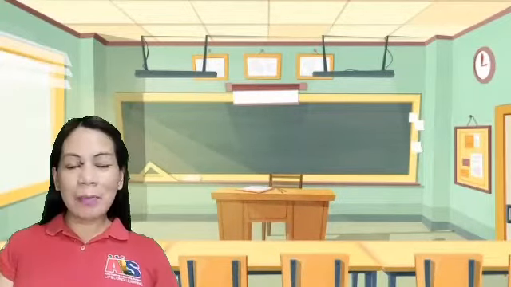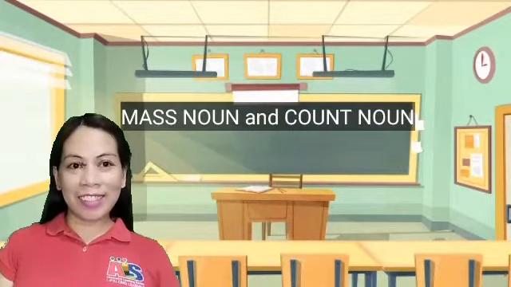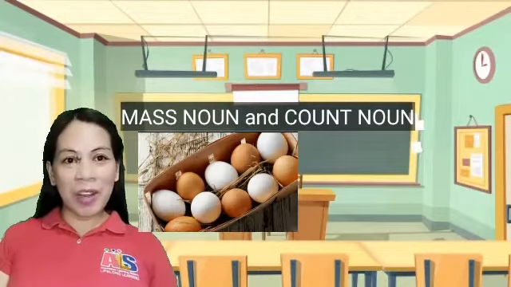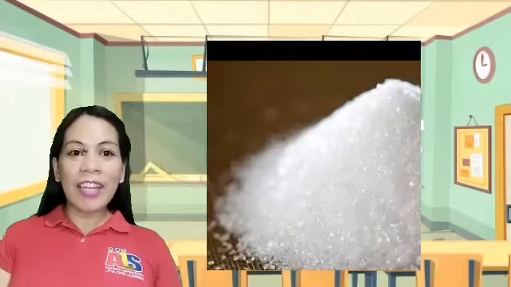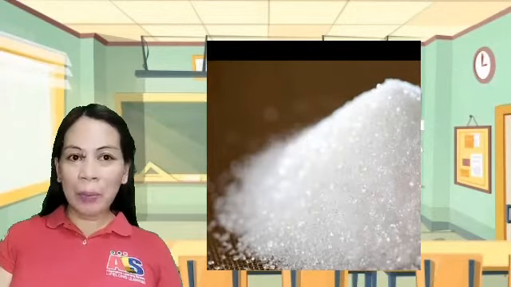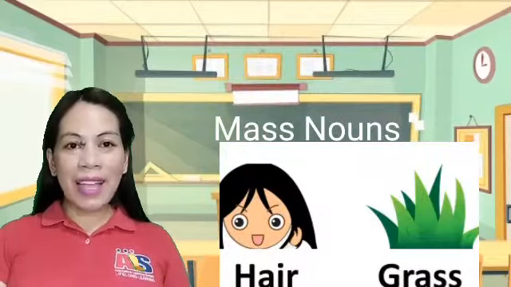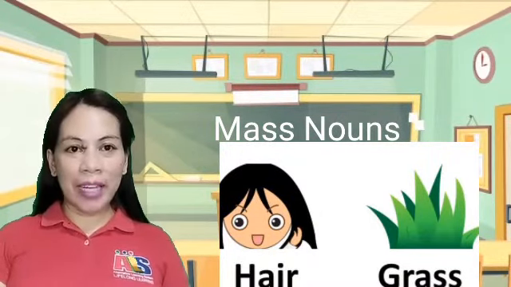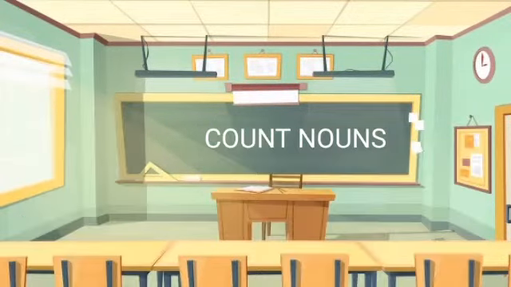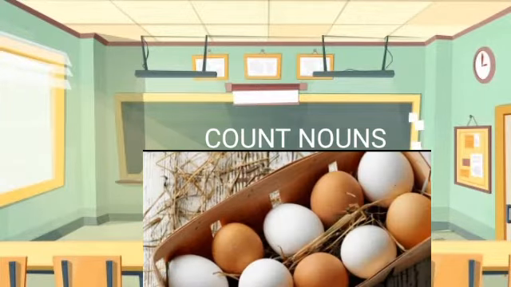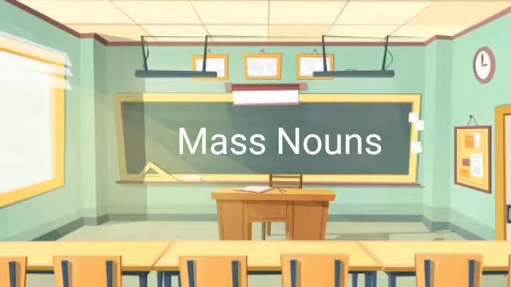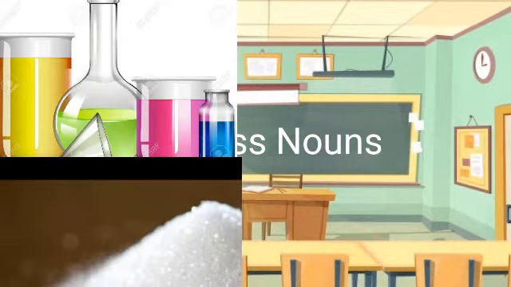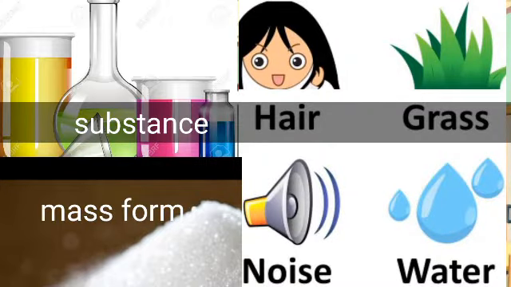What is a mass noun and a count noun? There are things in our surroundings that can easily be counted, while there are things that cannot be counted in numbers. We say mass nouns if we cannot count them by numbers, and count nouns for the things that can easily be counted. Mass nouns are things that cannot be counted, such as substances, mass forms, and abstract ideas.